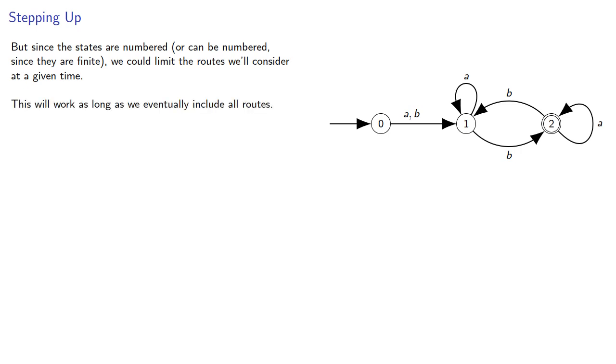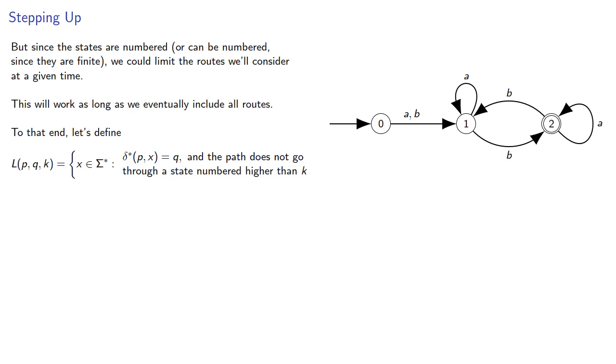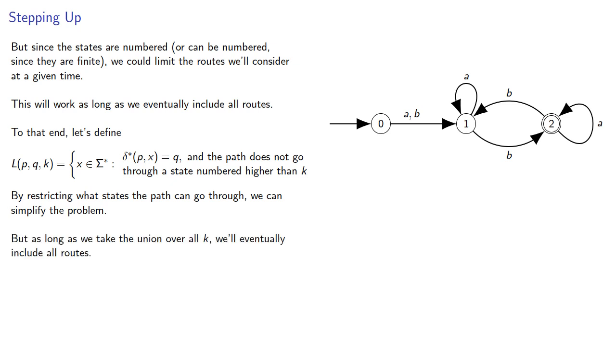To that end, let's define L_{P,Q,K}, which are the set of strings where we can go from state P to state Q, and our path does not go through a state numbered higher than K. In other words, we're limiting the states we could pass through. And by restricting the states we can pass through, we can simplify the problem. But as long as we take the union over all possible K, we'll eventually include all routes.